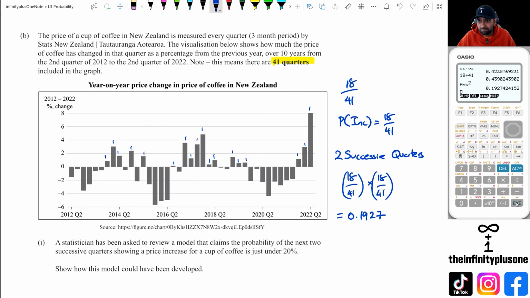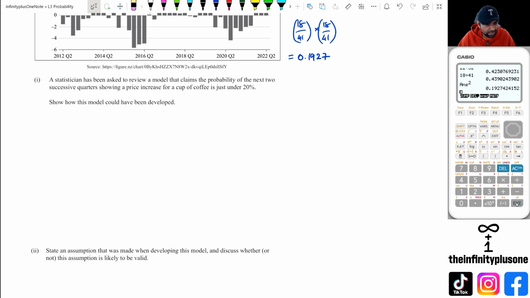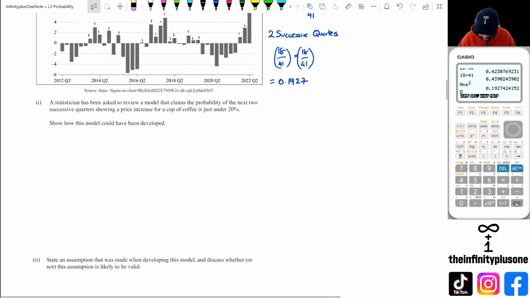So we've just shown how this model has been developed. This is one of those questions where you might get an excellence for a couple of things, so it follows on with the next part of this question.